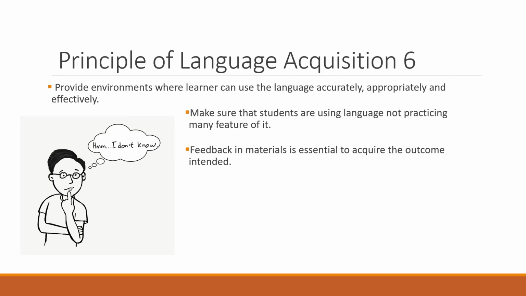Principle of language acquisition 6. Provide environments where learners can use the language accurately, appropriately, and effectively. Also make sure that students are using the language, not practicing many features of it. They are just using the language in a real context, not paying attention to some rules, structures, or grammar. And feedback is important in materials because this helps them to acquire the intended outcome.